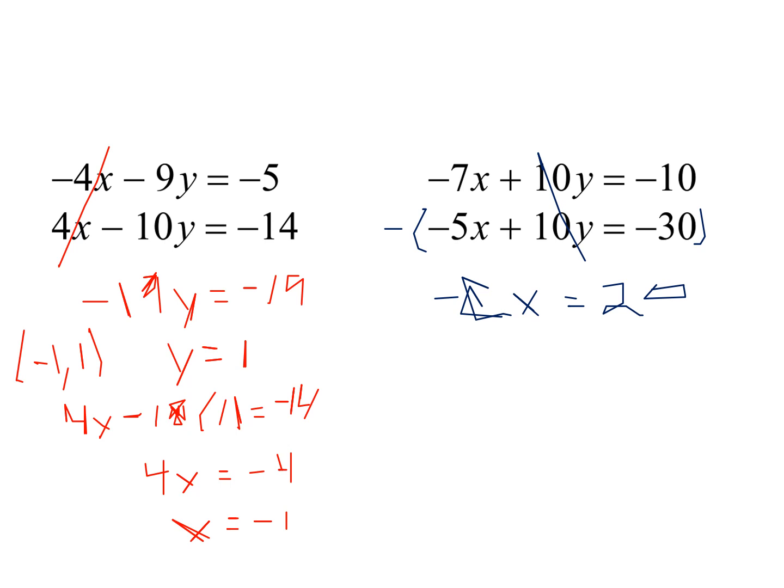If I divide by negative 2 on both sides, I get x is actually equal to negative 10. Now, if I plug it back in, I can pick top or bottom. It does not matter which one. In this case, I'll go with top. So if I go negative 7 times negative 10, that's going to give me 70, and that's plus 10y.